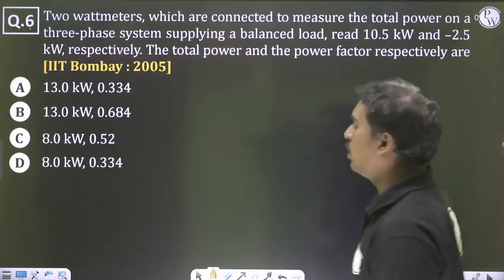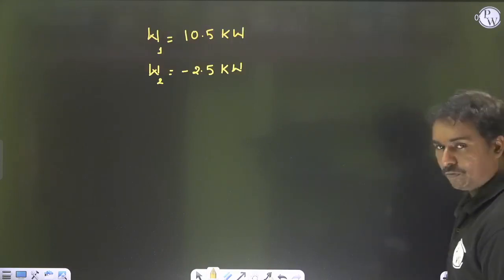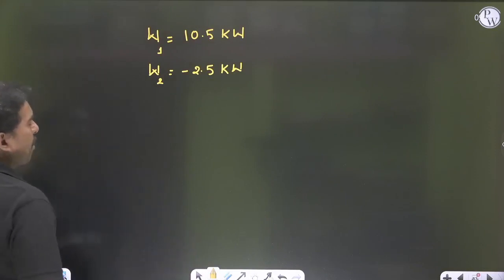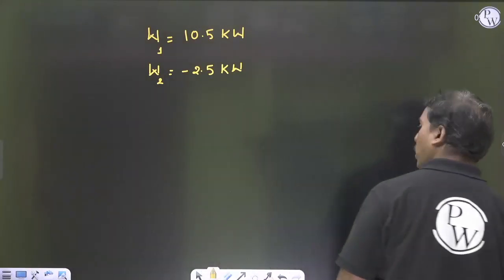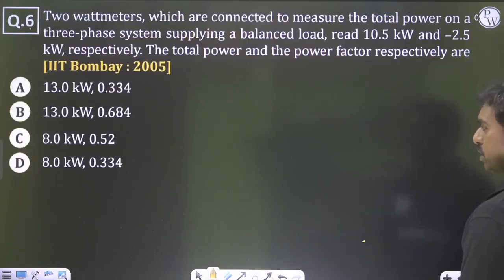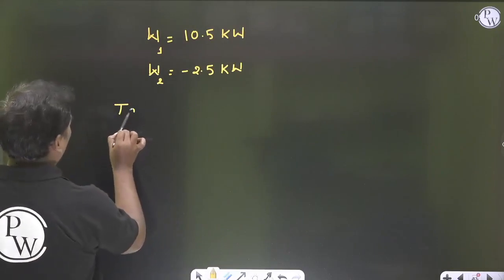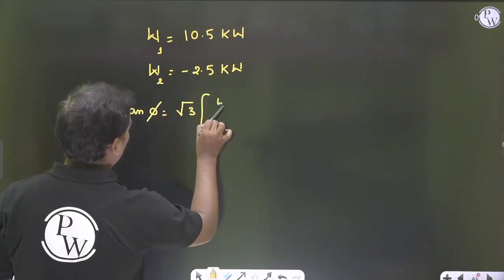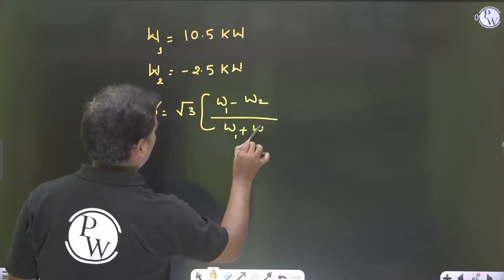So W1, W2 is given. Then the total power and the power factor, how to get it? If you take the total power, that is 10.5 minus 2.5, so that is 8 kilowatts. What about the power factor? We know the formula of tan phi, right? Tan phi is root 3 into W1 minus W2 by W1 plus W2.